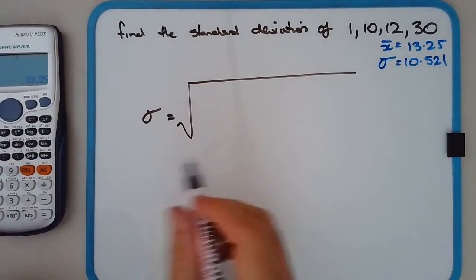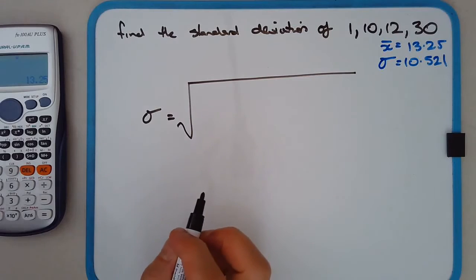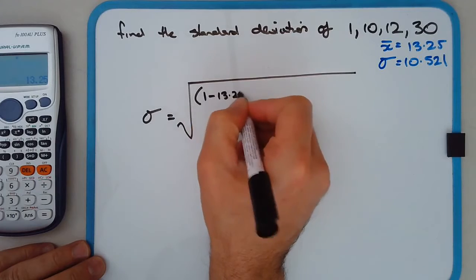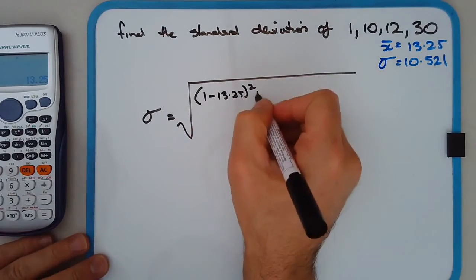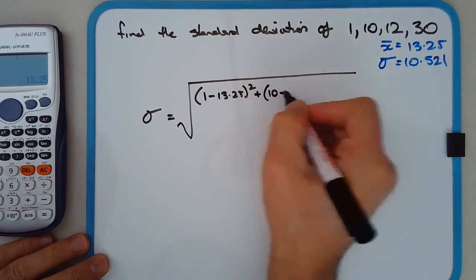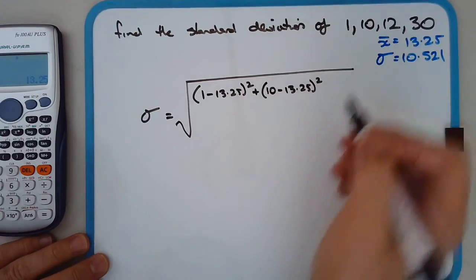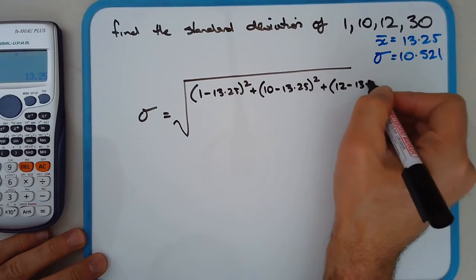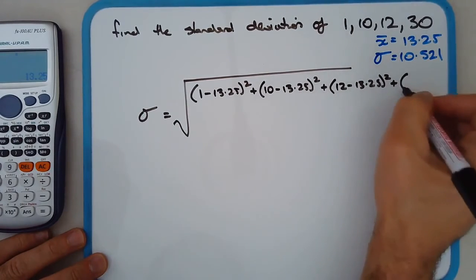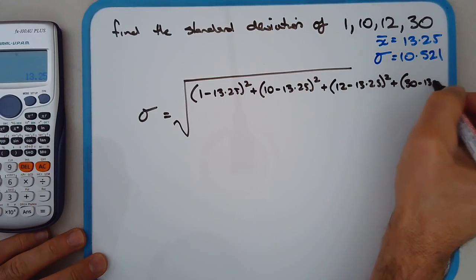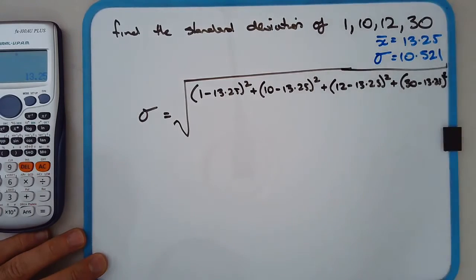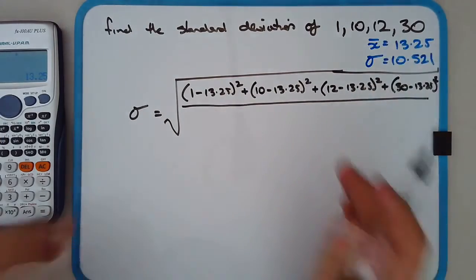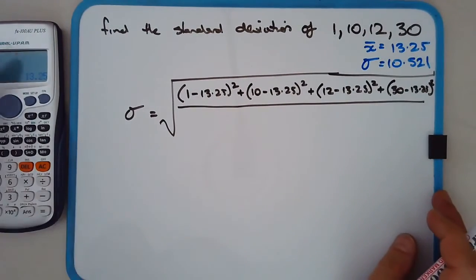Now let's work out the square of the deviation from the mean. The first one is 1 minus 13.25 squared, 10 minus 13.25 squared, plus 12 minus 13.25 squared, plus 30 minus 13.25 squared. I have to squash that all in. You can see it's kind of horrible when you start getting 4 or 5 numbers. No wonder we've got a stat mode on the calculator.